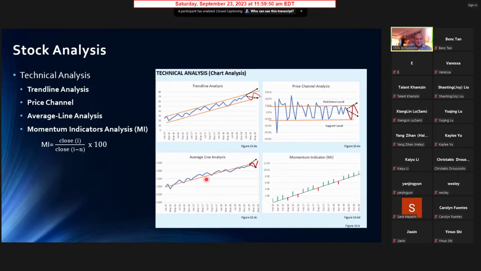Another one is called the average line analysis, very basic. If it trades below the average, you buy. If it trades above the average, you sell, even though the average is moving in the upper direction. And that's the average line analysis.